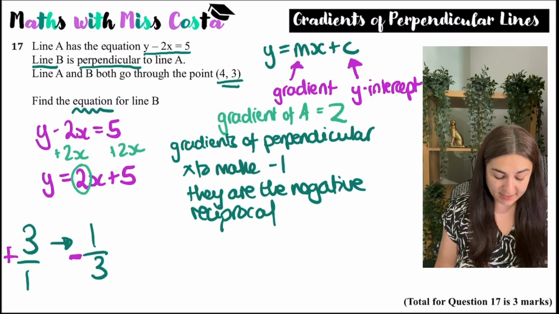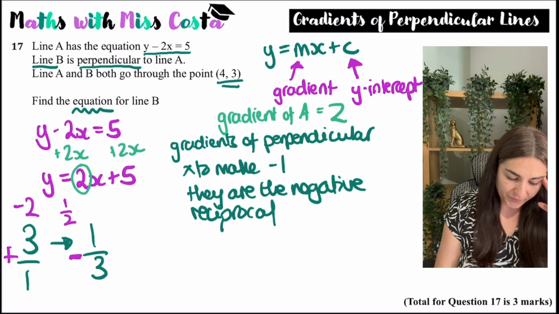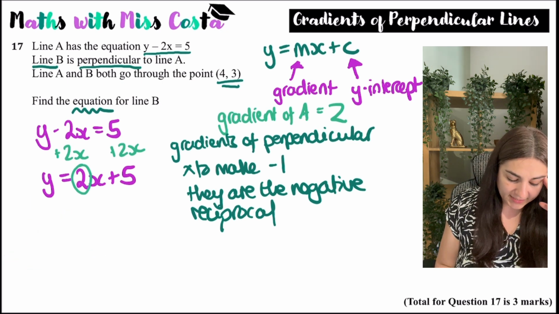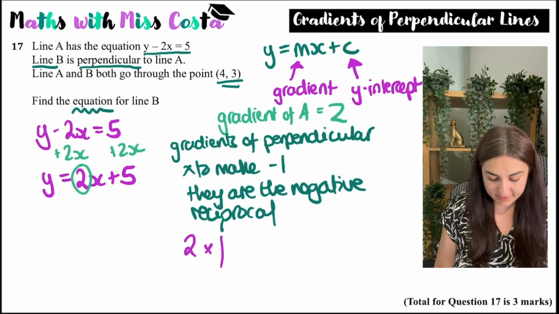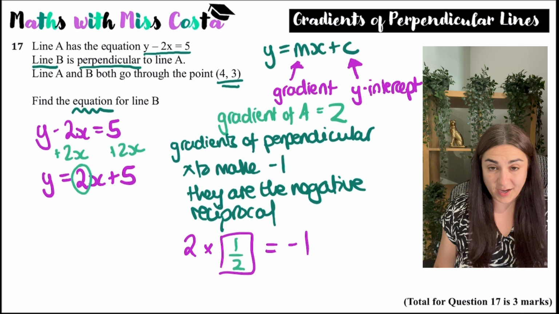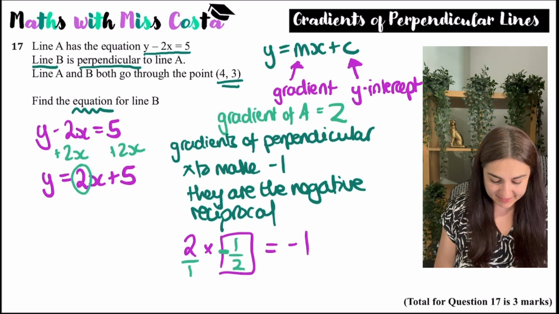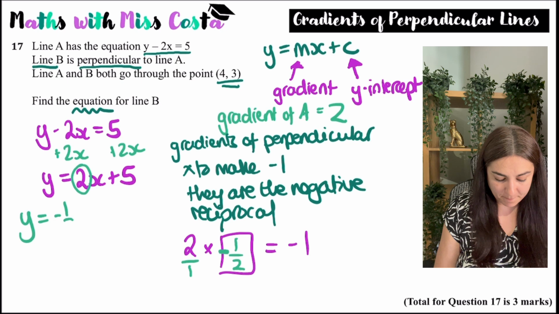If you have a negative number, so the negative reciprocal of minus 2 would be a half, because you have to multiply them. So they need to multiply to make negative 1. So if I know that fact, then 2 times by something must make minus 1. That something is the negative reciprocal of 2. So I turn it into its reciprocal. You can always just imagine it as a fraction if that helps. And I'm going to stick a minus sign in front of it. Therefore, the gradient of line B is minus a half.